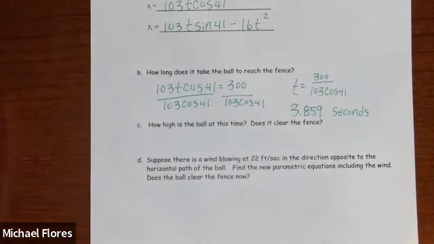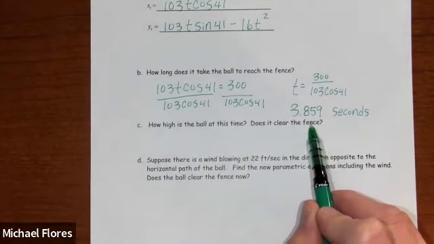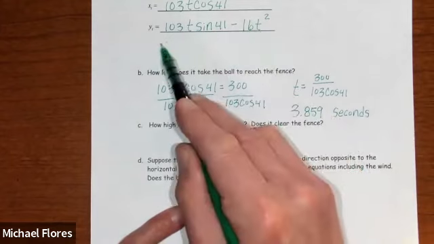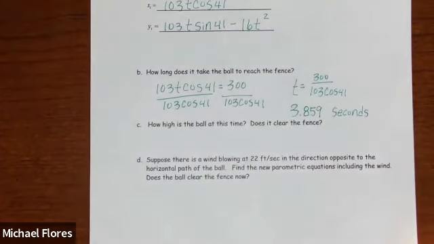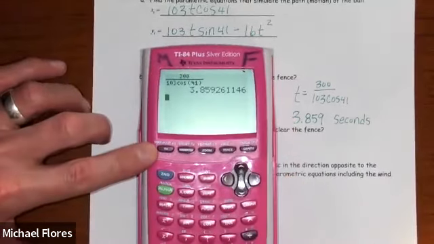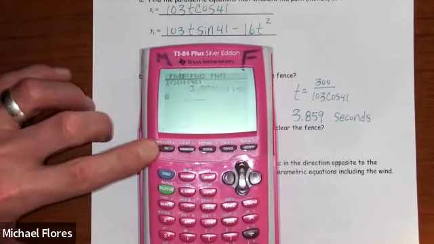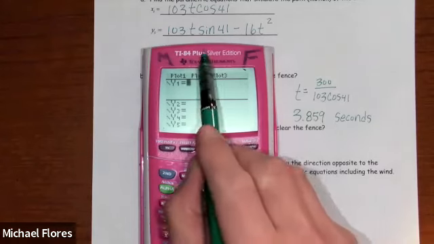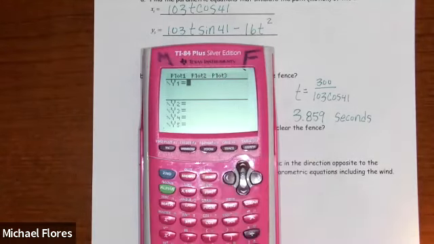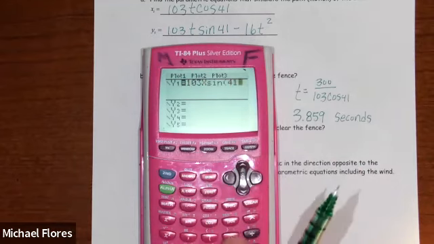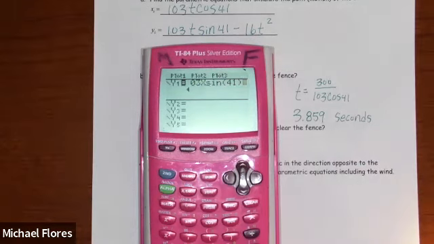How high is the ball at that time, and does it clear the fence? Now you have two options. You can take 3.859 and substitute it for t here and here, and then plug that into your graphing calculator and solve. What I recommend doing is learning how to use the y equals portion of your calculator to solve this type of problem. So we would go to y equals, clear out any of your previous data. And now we want to enter this y equals portion of our parametric equation: 103 x sine 41, close those parentheses, minus 16x squared. And let's graph it.